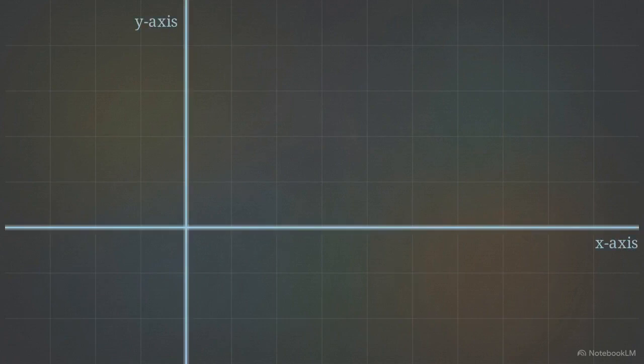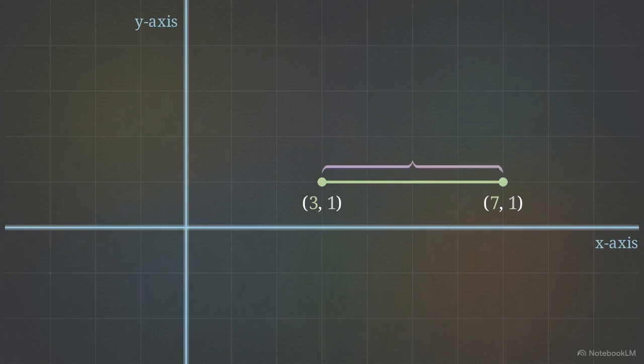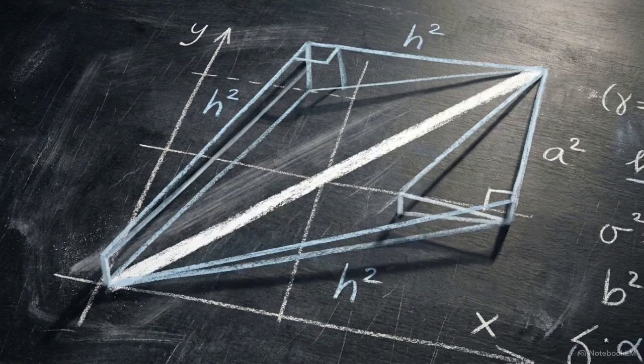To calculate the diagonal, we strip away the walls and map the space onto a Cartesian plane, organized around an x-axis and y-axis. Measuring a horizontal line is straightforward arithmetic. Find the difference between coordinates. 7 minus 3 equals 4. But when the path cuts diagonally across the grid, subtraction alone fails. Finding this exact length requires the geometry of right-angled triangles.